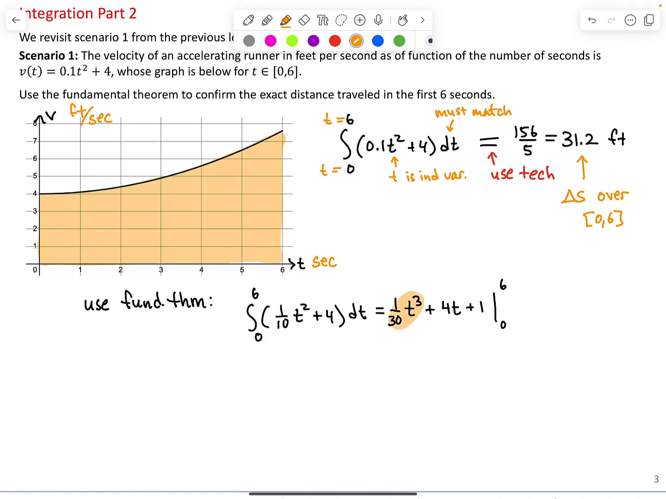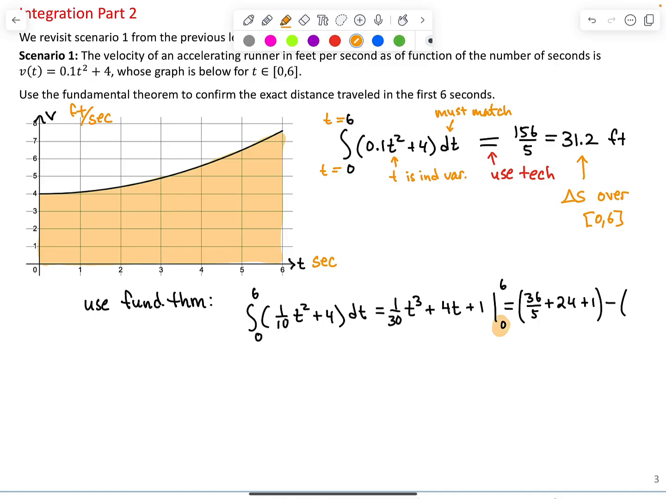Plug 6 in here. We'll have 6 cubed over 30. Well, one of the 6's will cancel with a 30, leaving a 5. So we have 6 squared over 5, so 36 fifths, plus, now plug 6 into 4t. We get 24, and then we have that plus 1. Put this all in parentheses, subtract, start new parentheses.